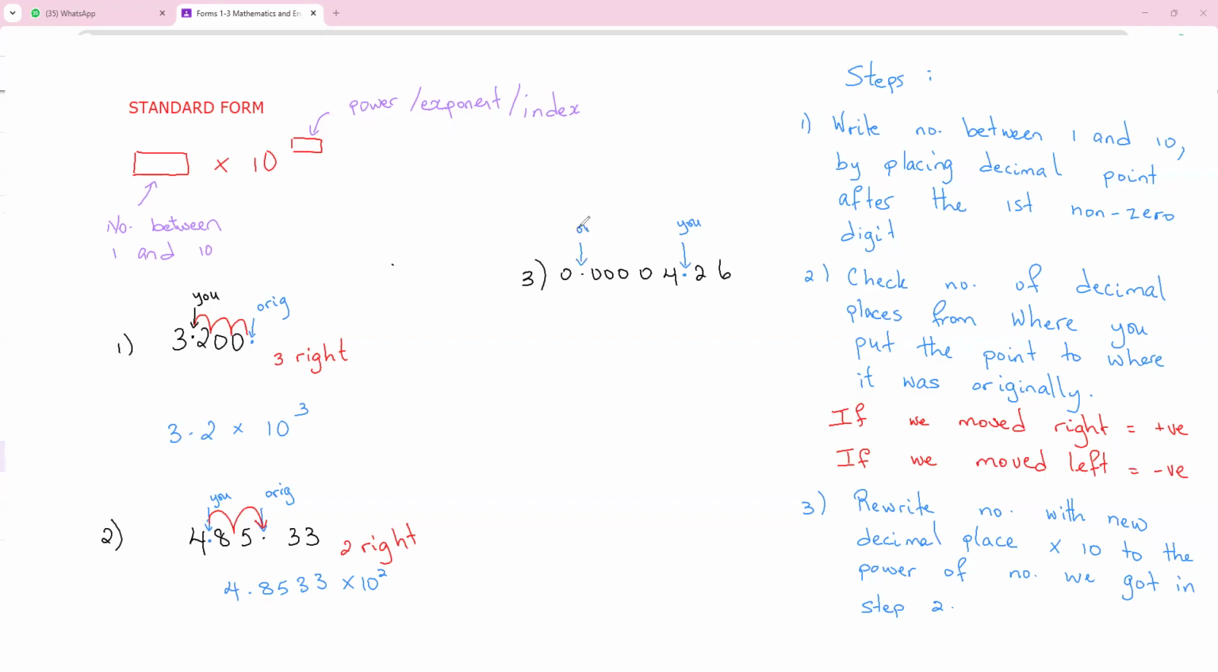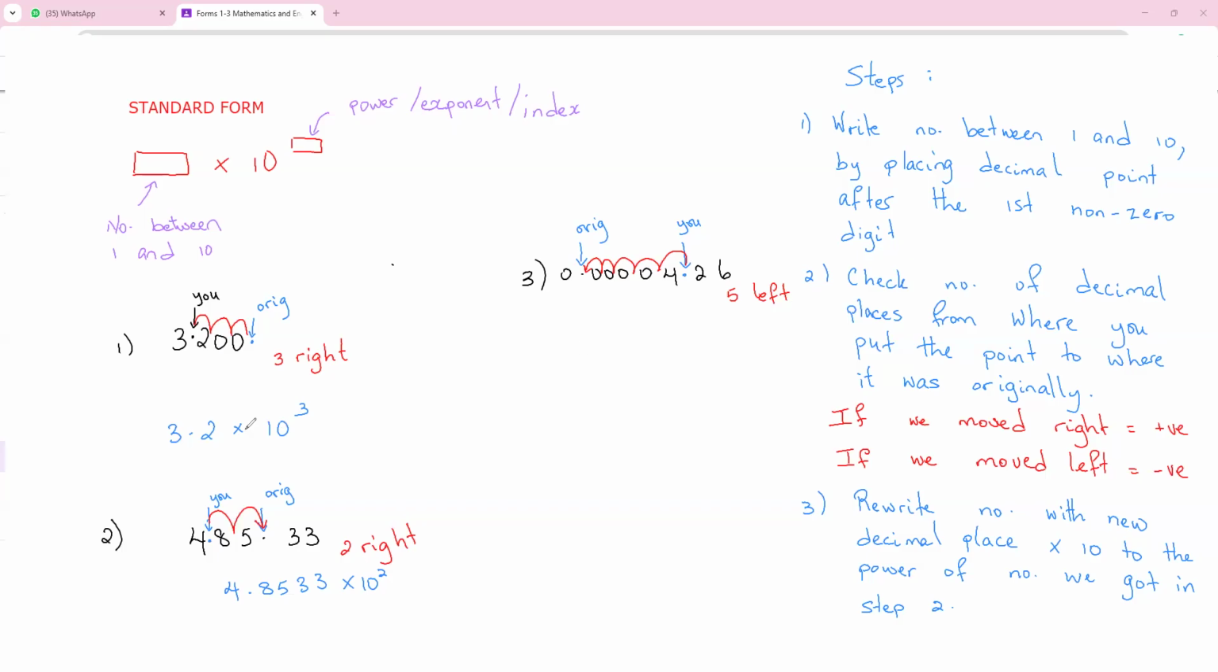Originally, it was here. So we're going to check the number of places starting from where you put the point and ending where it was originally. So you're hopping over 1 digit at a time: 1, 2, 3, 4, 5. So this time we move 5 places left. Remember, if we move left, it's a negative.